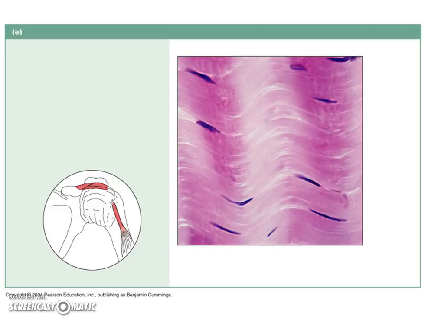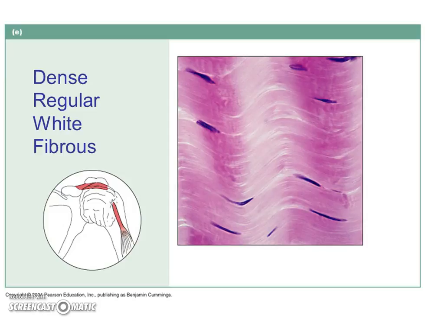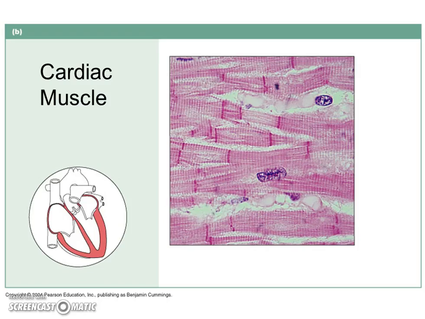This is not a loose connective tissue. Do you see all the fibers are very packed and they're running in a regular manner? So we call this dense, regular, white connective tissue. And you find this in ligaments and tendons. It looks like waves. Now we're on to muscles.